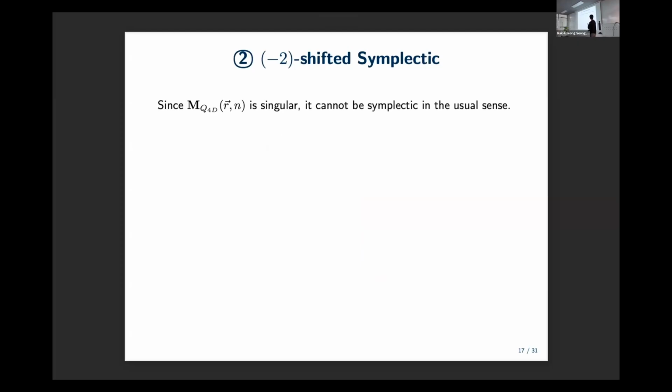All right, what about the symplectic structure? The moduli space, as we have seen in the example just before, is singular, so it cannot be symplectic in the usual sense. But nevertheless, as the title suggests, there is some symplectic structure that we can put on this moduli space, and that is called a negative two-shifted symplectic structure.